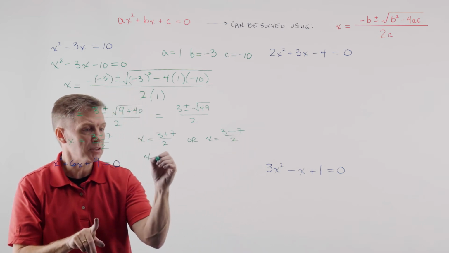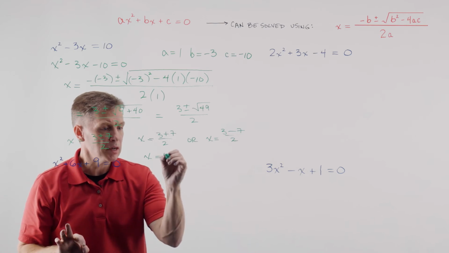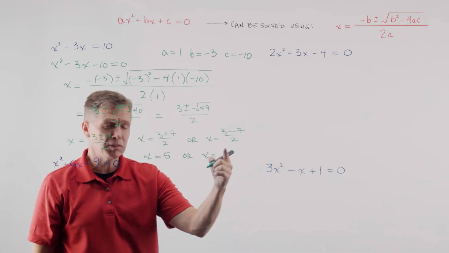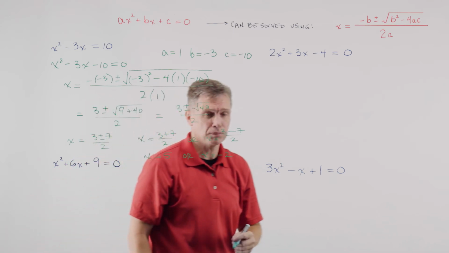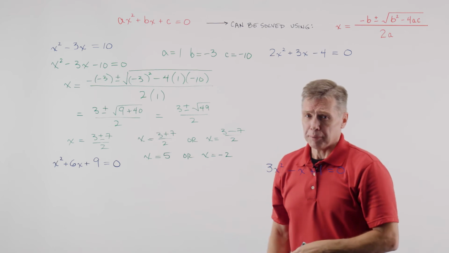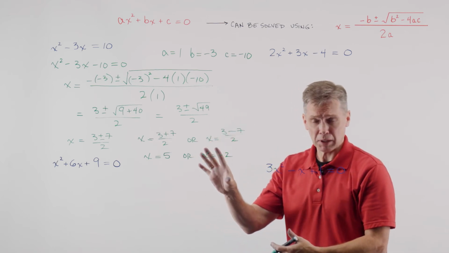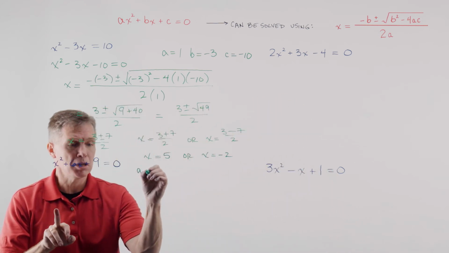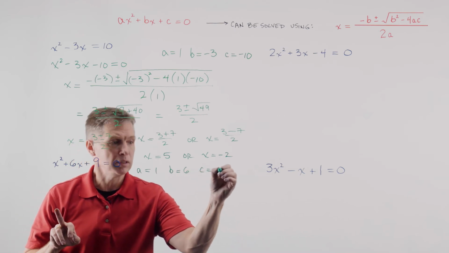And then simplify each of these, okay? 3 plus 7 is 10, divided by 2 is 5, or x equals 3 minus 7 is a negative 4, divided by 2 is negative 2, okay? All right. A couple more to go, and we'll pick up the pace here a little bit, but it's going to be the same routine every time, right? First, make sure it's equal to 0. Then I want to make sure I know what A is, what B is, and what C is.